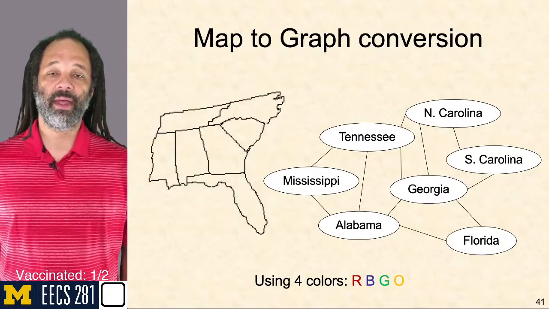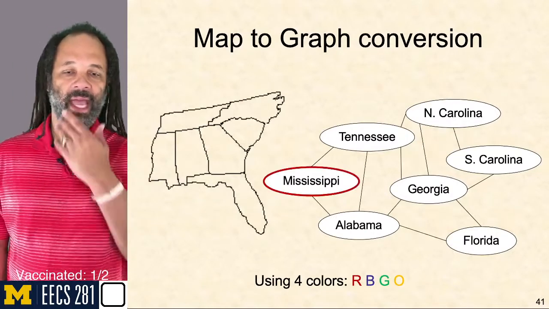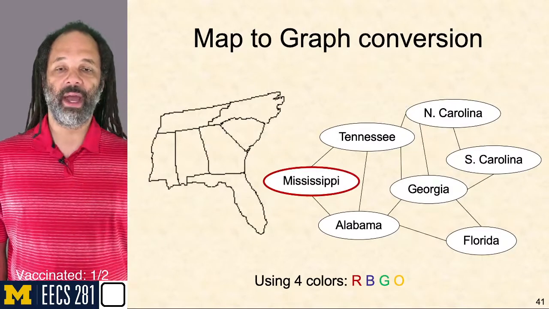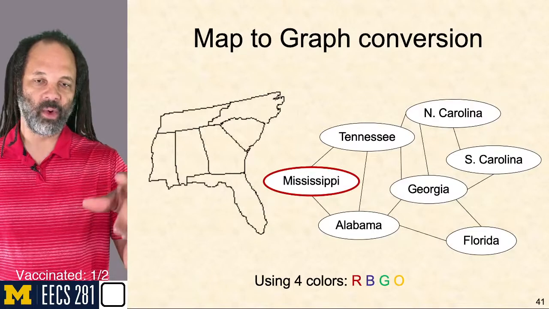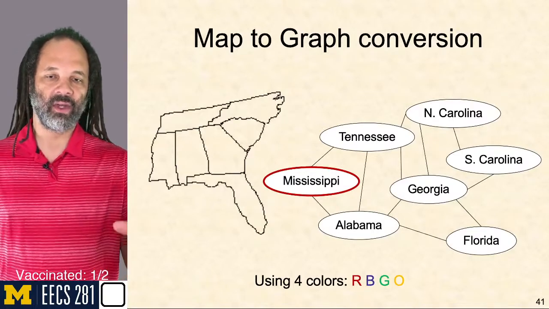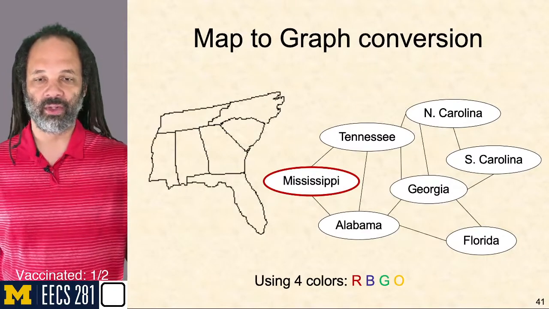So to start with, I'm going to pick a state. Let's start with Mississippi. I'm going to start with my first color, red, and just try to apply this. You can see Mississippi borders Tennessee and Alabama, and so on. So I'm just going to work my way through the colors, red, blue, green, orange, red, blue, green, orange, and try to keep placing those.